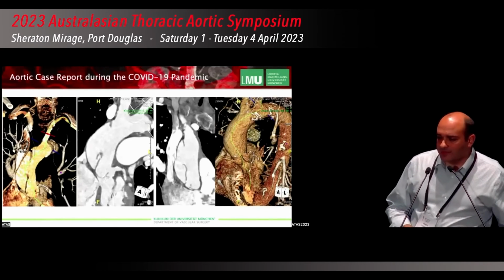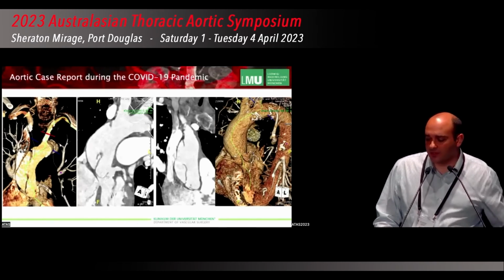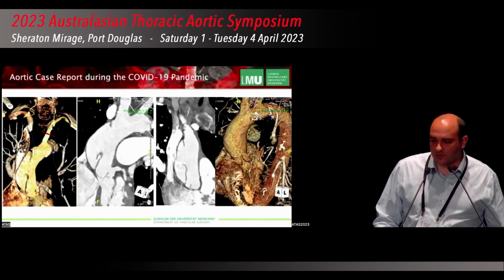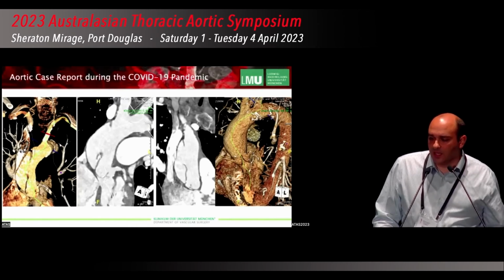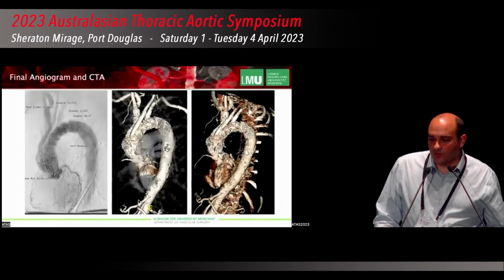Type A dissections are, of course, not the place for endovascular surgery, not now, and I think not in the next 10 years. But in some exotic situations, such as in this patient, 80 years old plus, in the COVID pandemic, she was with severe pulmonary disease. We used an arch branch device.